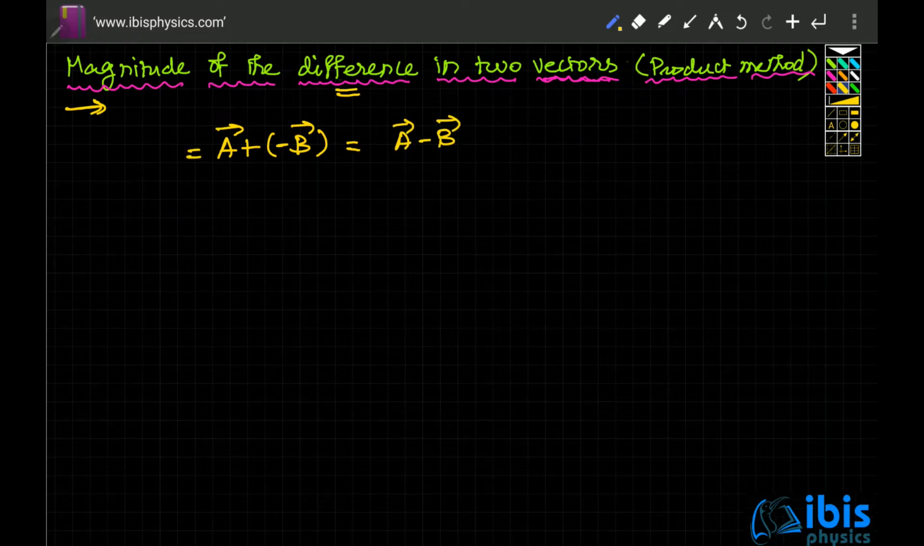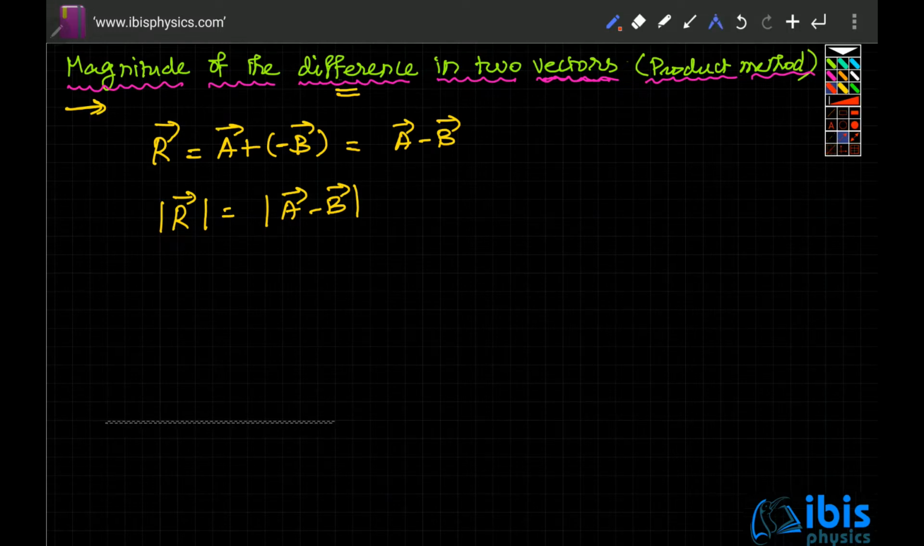So let's call the difference of two vectors R vector, which is A minus B. What is the magnitude of the difference? The magnitude of the difference between the vectors is equal to the magnitude of A minus B. So what are the two vectors here? If you want to visualize that vector, it will be like this.